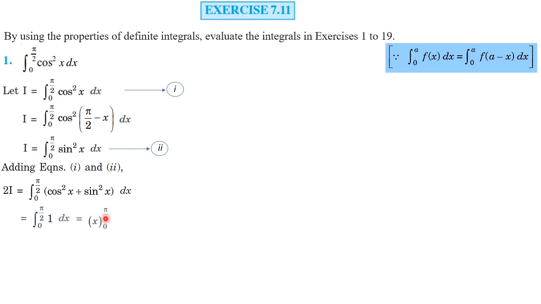Upper limit minus the lower limit: x replaced with pi by 2, minus x replaced with 0. So pi by 2 minus 0, that is pi by 2, will be on the right hand side. Left hand side as it is, 2I is equal to pi by 2. Then we need the I value. Bringing this 2 to the denominator, I is equal to pi by 4. So this is the answer.